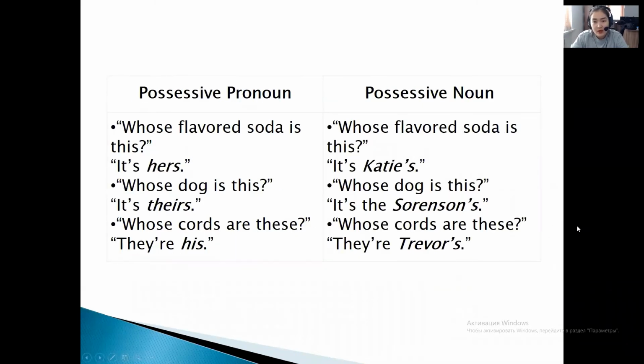Possessive pronoun example, whose flavored soda is this? It's yours. Whose dog is this? It's theirs. Whose cords are these? They are his. In the possessive noun examples, whose flavored soda is this? It's Kate's. Whose dog is this? It's Sorensen's. Whose cords are these? They're Trevor's.